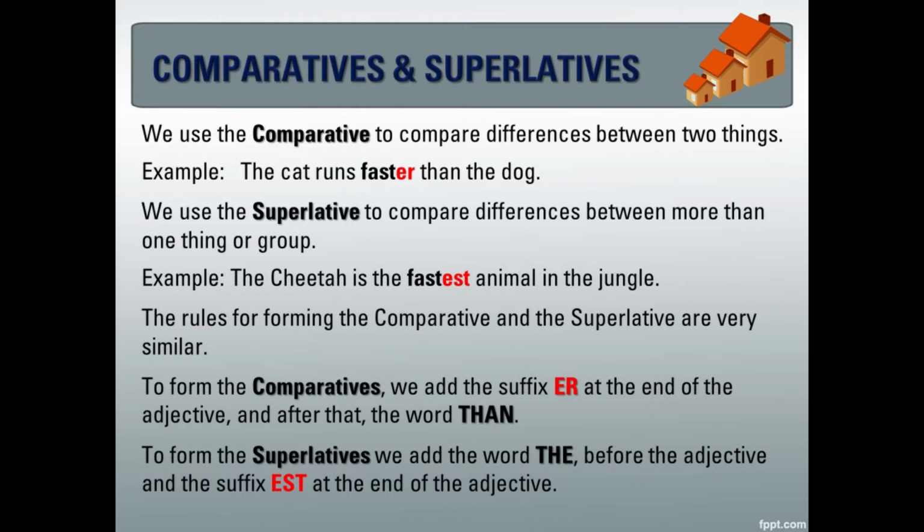The rules for forming the comparative and the superlative are very similar. To form the comparatives, we add the suffix er at the end of the adjective, and after that, the word than. To form the superlatives, we add the word the before the adjective, and the suffix est at the end of the adjective.